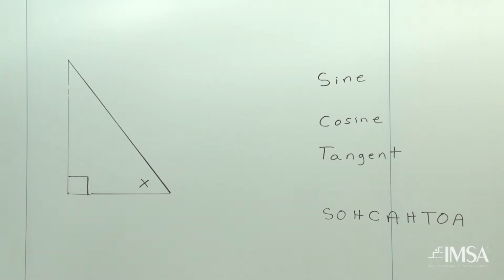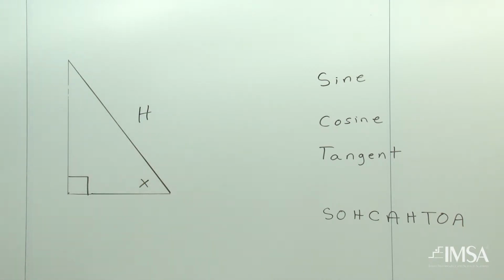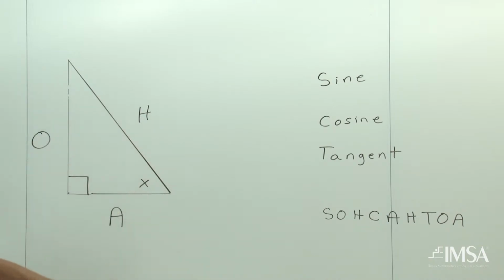Now it's easy to identify the hypotenuse. Remember, the hypotenuse is directly across from the right angle. Because we're using angle x as our reference angle, the opposite side is across from it, and this side is referred to as the adjacent side. In math and in English, adjacent is next to. So we have the adjacent side, the opposite side, and the hypotenuse. And trigonometry is all based on the relationships of these sides in dealing with the angle.